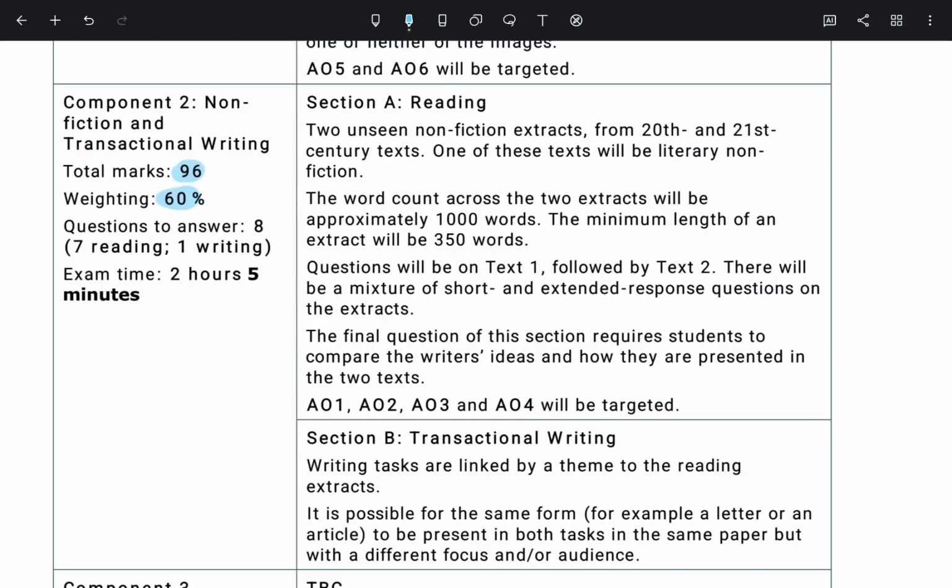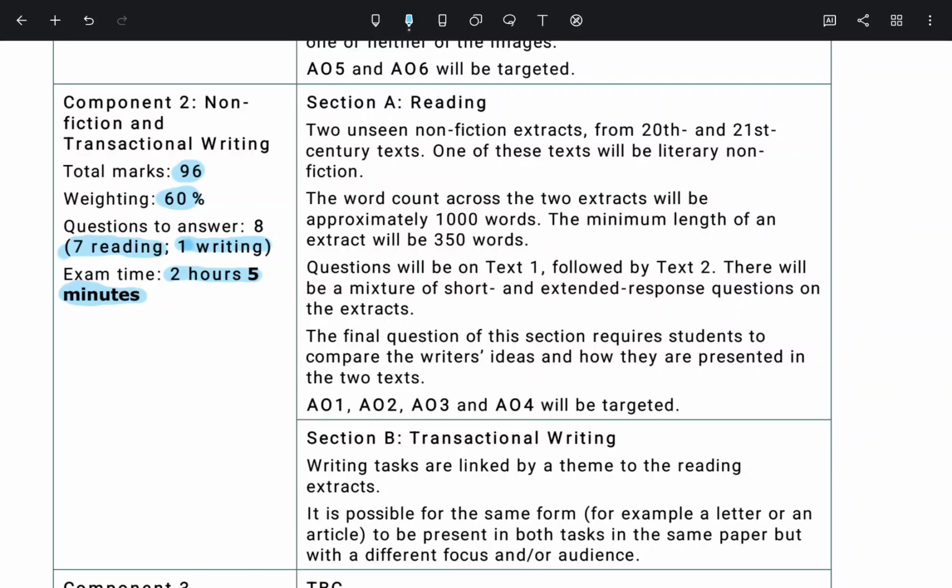Now, questions to answer, you've got 8. There are 7 reading questions, as you can see, and you've got 1 writing question. The time for the exam is exactly 2 hours and 5 minutes, so slightly longer compared to the AQA exam board, but you get the point. This is something that you need to be aware of.